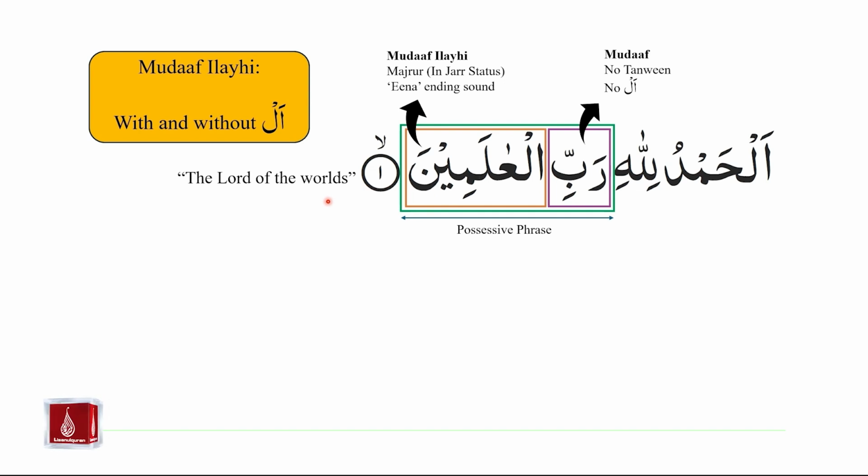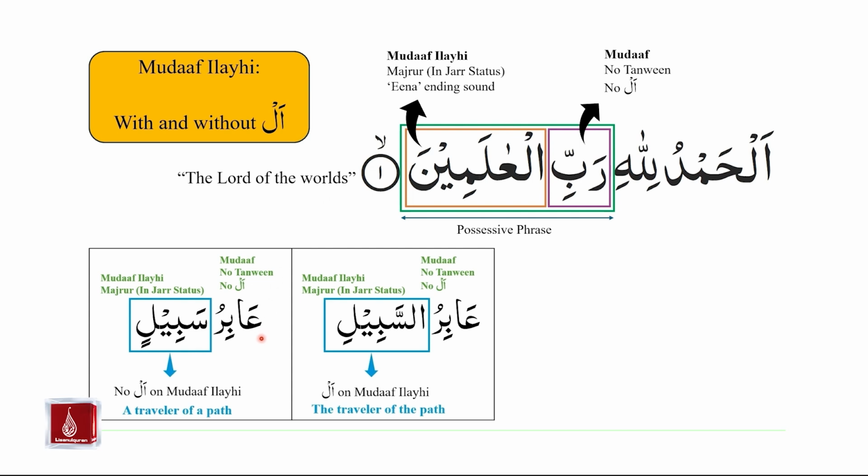Let us look at another example. Here we have abiru sabilin. Sabilin means path. Abiru means traveler. Abiru sabilin will be translated as a traveler of a path or a traveler of any path, meaning we are not referring to a specific path. Abiru is mudaf, there is no tanween, there is no al, and sabilin is mudaf ilay because it is jar in status and it follows mudaf.